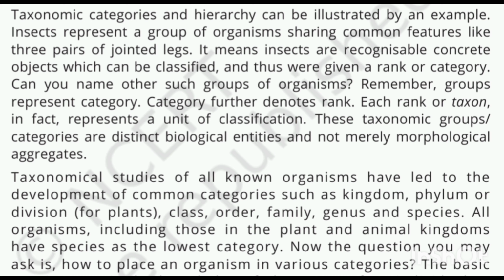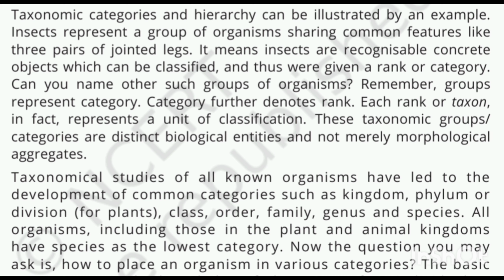Insects represent a group of organisms sharing common features like three pairs of jointed legs. It means insects are recognizable concrete objects which can be classified, and thus were given a rank or category. Can you name other such groups of organisms? Remember, groups represent category. Category further denotes rank. Each rank or taxon, in fact, represents a unit of classification. These taxonomic groups, categories, are distinct biological entities and not merely morphological aggregates.